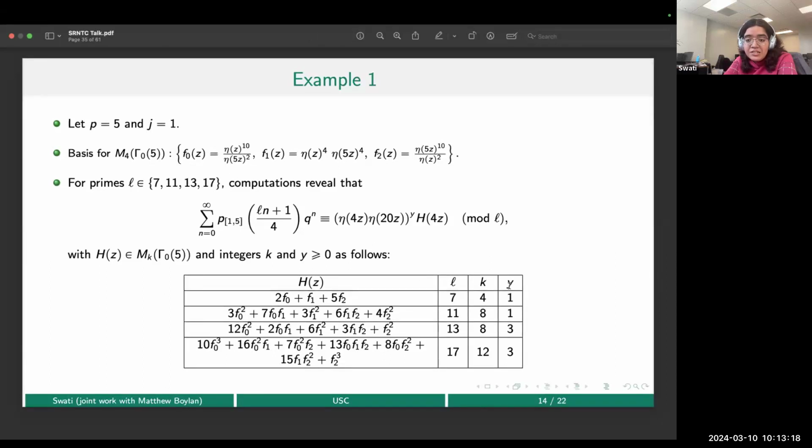5 of n is isomorphic to this eta quotient times a holomorphic modular form, whose weight is of course given by this, and this is the exponent y. You can explicitly identify how this form looks for different values of L, K, and Y, and the pattern repeats. Even if I take L to be further 23 and 29 and so on, Y will keep switching between 1 and 3. But the point is that we do know the explicit forms of HZ in each of the cases.